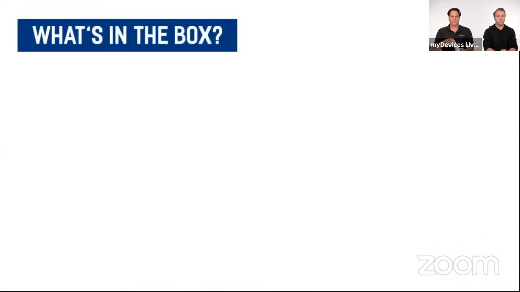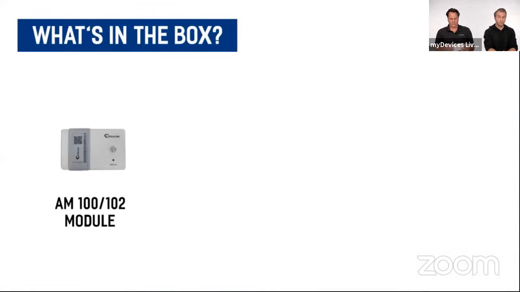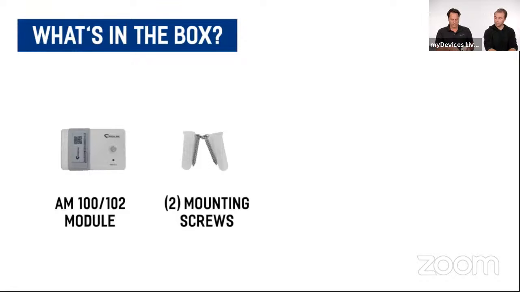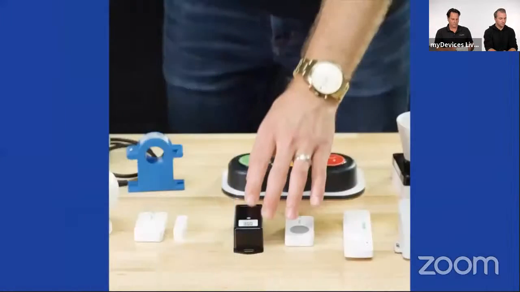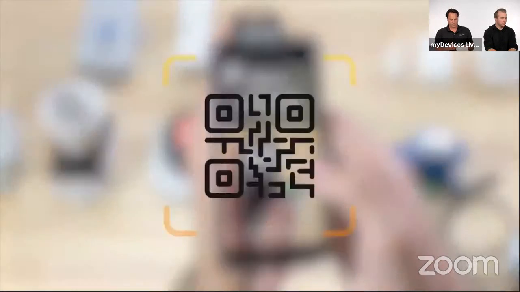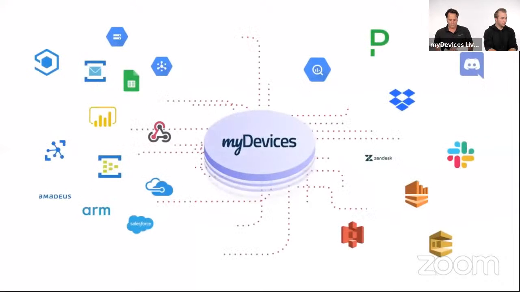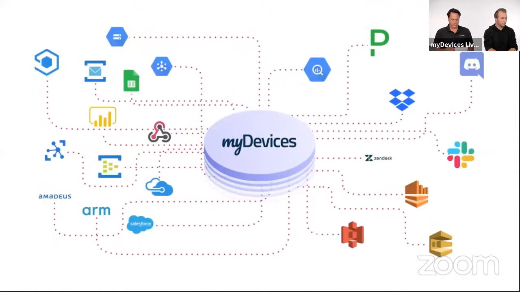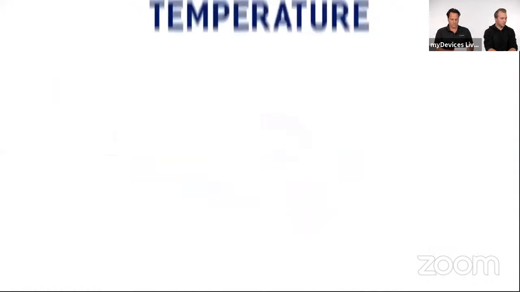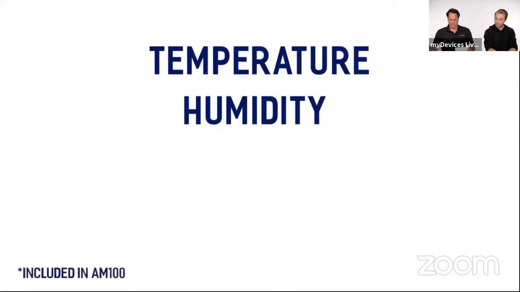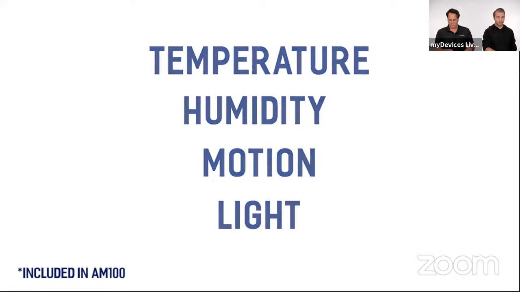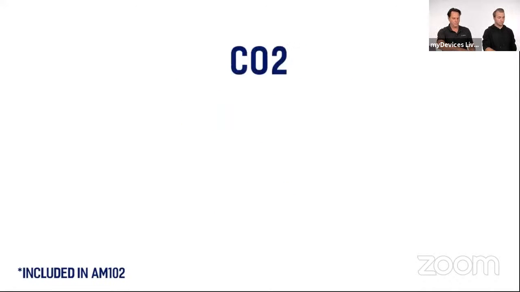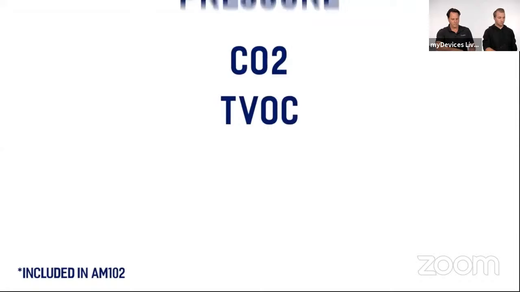Included in the box is the AM100 or 102 module, 2 mounting screws, 1 mounting sticker, and the quick start guide. Like with all of our devices, you simply scan the QR code to begin using the device on any platform. The data types included in the AM100 version are temperature, humidity, motion, and light. With the AM102 version, you also get CO2, TVOC, and pressure.